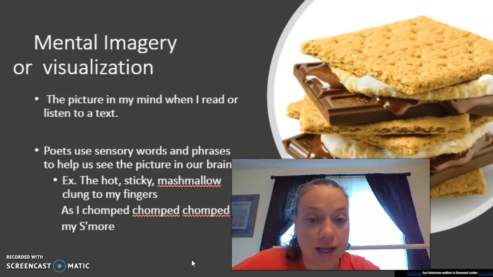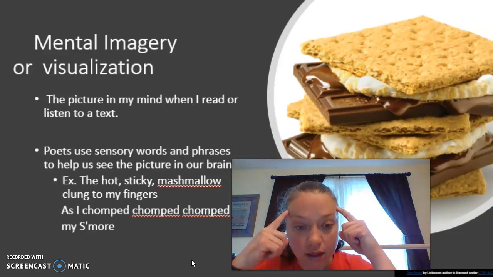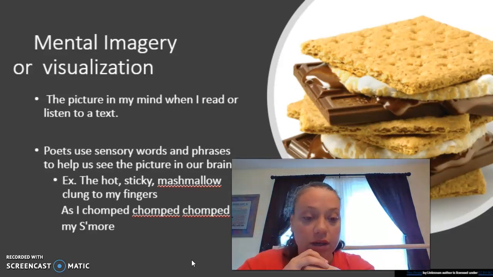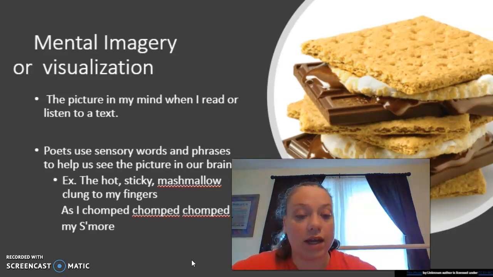All right, so again, mental imagery or visualization, the picture we see in our brain. Poets or authors can do that by using sensory language and adjectives. All right, let's keep going.